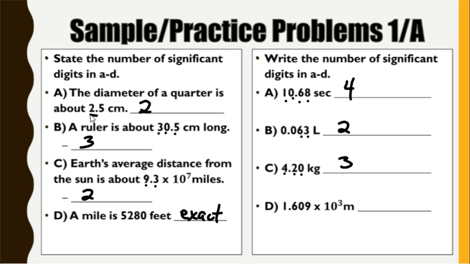Letter D, we got 1.609 times 10 to the third. This would have 4 significant digits. 1, 2, 3, 4. Again, the 0 is counted because you have non-zero digits in between on each end of the 0.